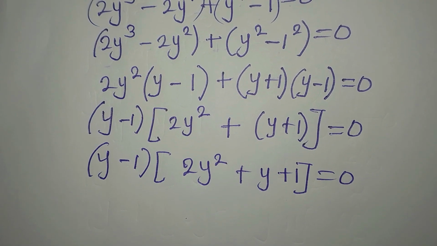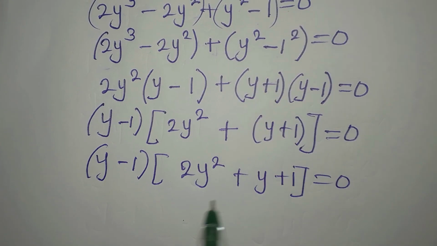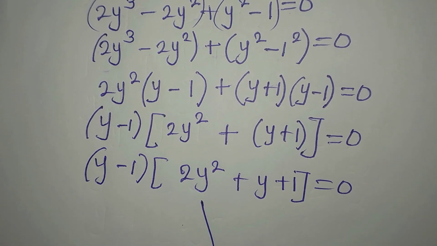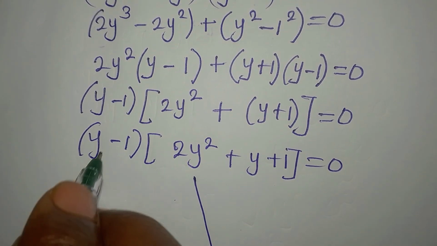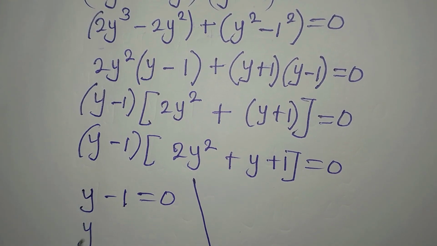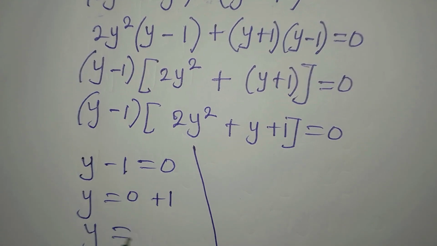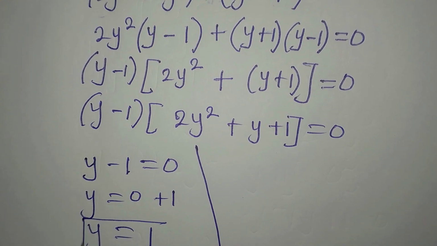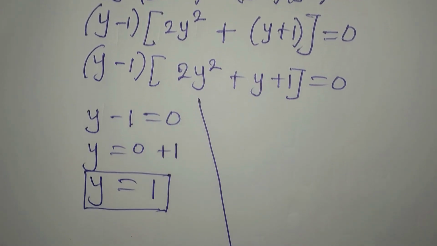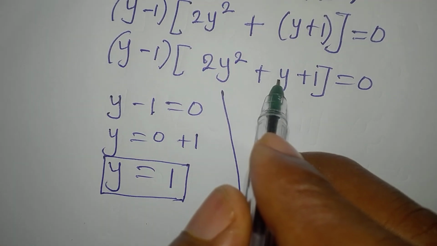So the question is, what do we do? Since we are multiplying both of them to get 0, either of them must be equal to 0. So I will work with the first. I will say that this right here, y minus 1 is equal to 0. So y will be 0 plus 1, and then y is equal to 1. So this is one of the solutions to the equation. But we're not only interested in the real solution, we need more solutions, and that will come from here.